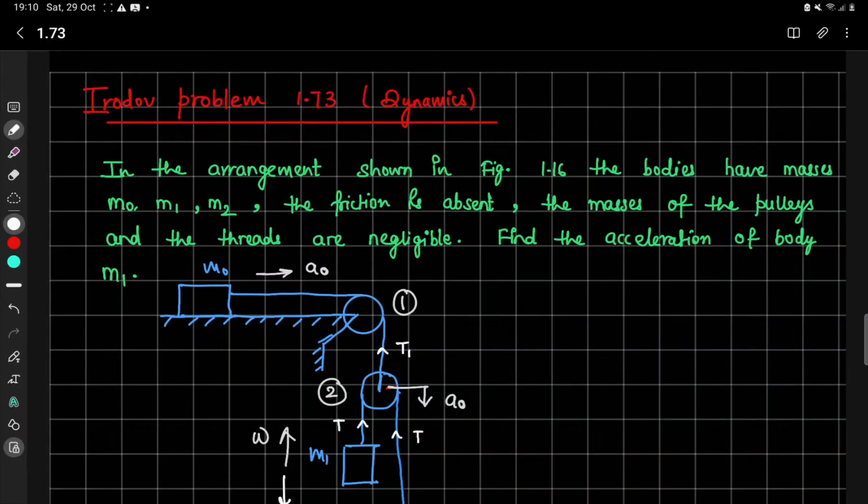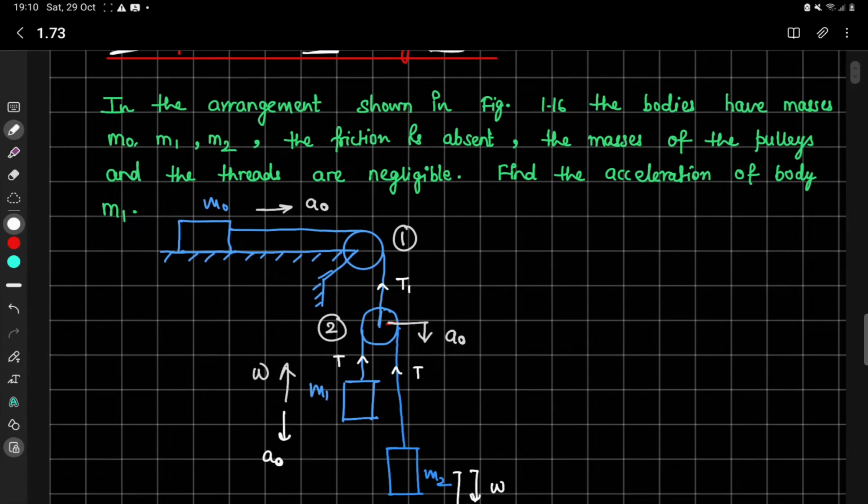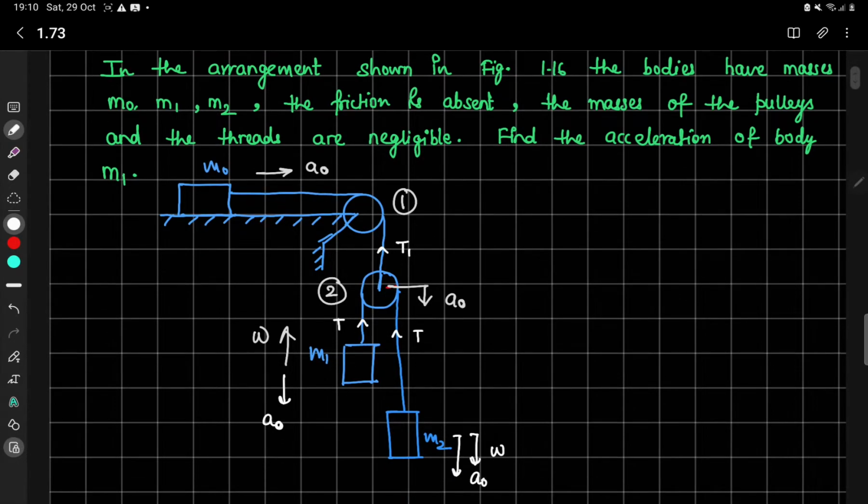Video, we are going to solve problem number 1.73 from Irodov, and that is related to dynamics. So let us first understand the problem and then we will solve it step by step. We have this arrangement shown in the figure where the bodies have masses m0, m1 and m2, and it is said that the friction is absent. The masses of pulleys and the threads are negligible, and we have to obtain the acceleration of body mass m1.